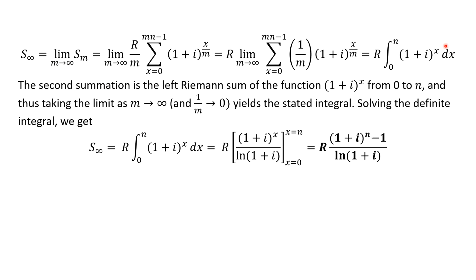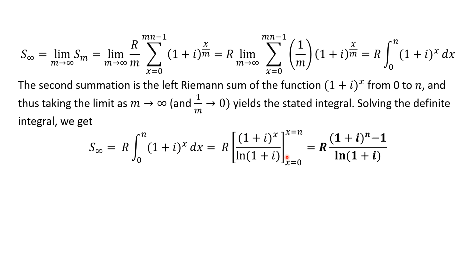And just copy this from the previous slide. And what we want to do is evaluate this now. And as I explained before, this second summation here is the left Riemann sum of the function (1 + i) to the x from 0 to n. In other words, this equation here. And thus taking the limit as m approaches infinity and 1 over m goes to 0 yields the stated integral. Solving the definite integral, we get this.